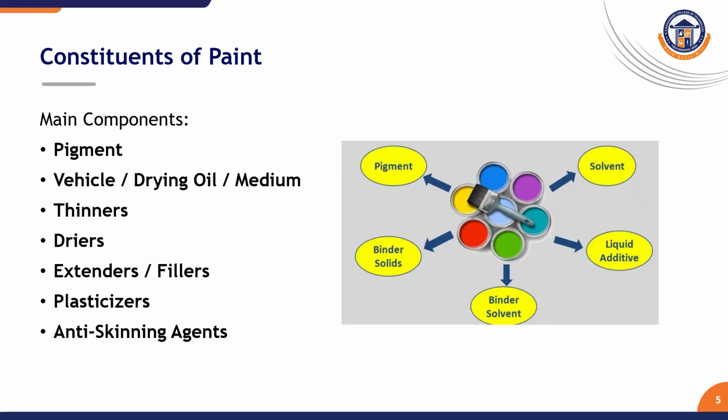Then we see about the constituents of paint. What are the main constituents of a paint? We have a pigment and then vehicle, which otherwise we call a drying oil or medium where the pigment can be mixed. Then thinners, dryers, extenders or fillers, then plasticizers, anti-skinning agents.